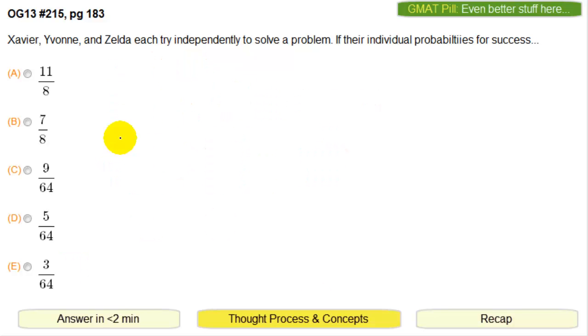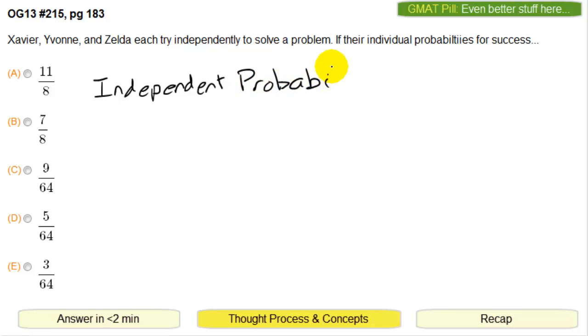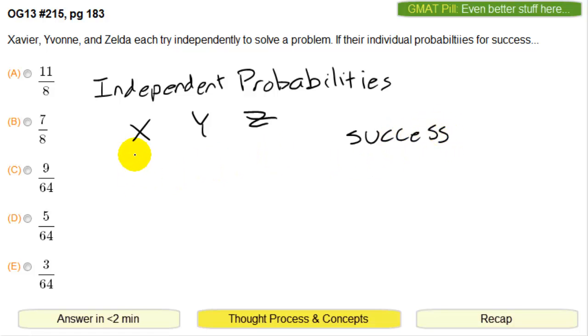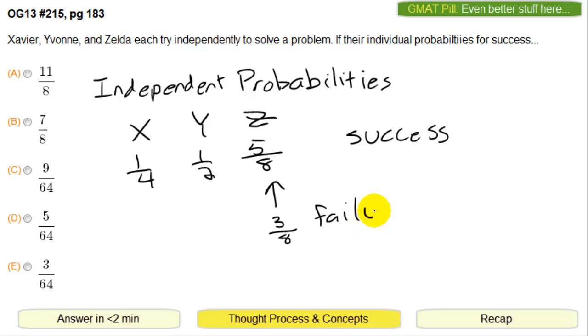So the concept here is independent probabilities. In independent probabilities, you can multiply them together. So we have X, Y, and Z. The success rate is basically given as 1/4, 1/2, and 5/8. So this 5/8 is success, but the failure rate would be 3/8. So that's the failure rate.